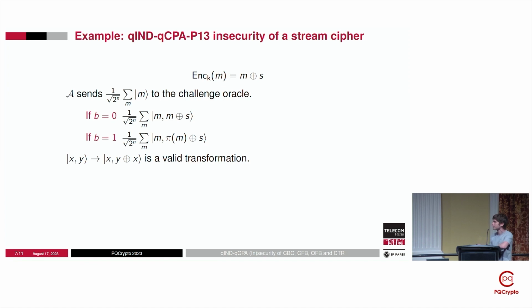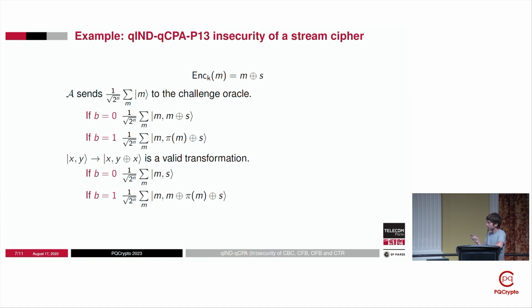Since we're also talking about quantum mechanics, everything's basically linear. So when A performs this state, with this gate, it will apply to the whole superposition. So if B is equal to 0, A will end up with this state, because in the second register it will be M XOR S XOR M, which is simply equal to S. If B is equal to 1, however, this is the state they will end up with.